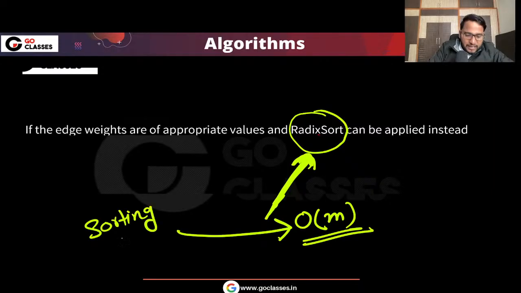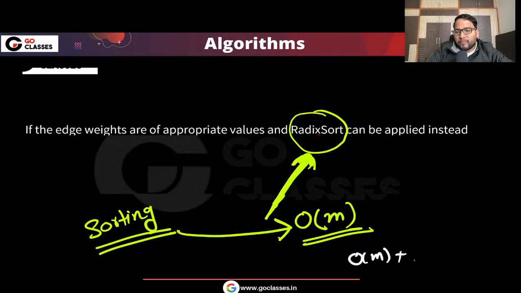In that case, what is the final answer for Kruskal's? Sorting takes order of m, and the rest is order of m again. So it is again order of m, right?